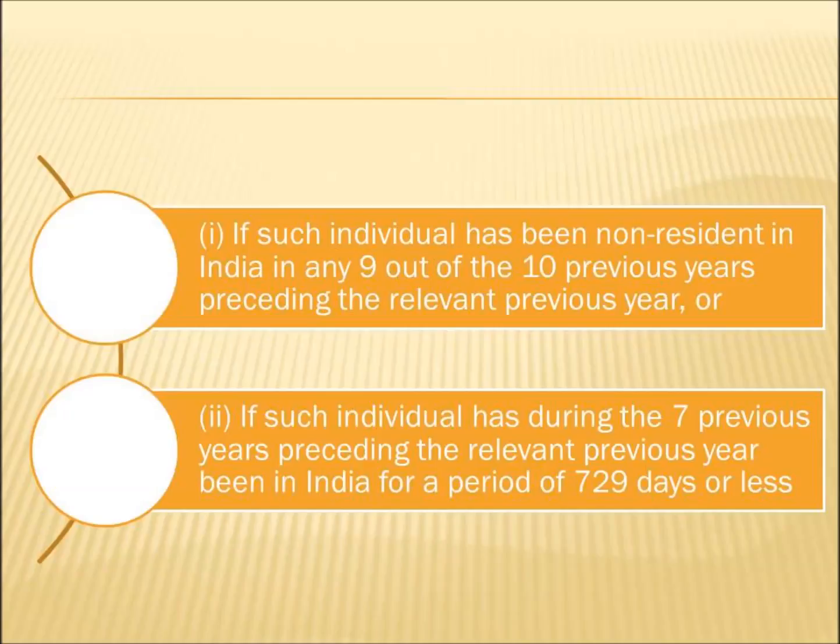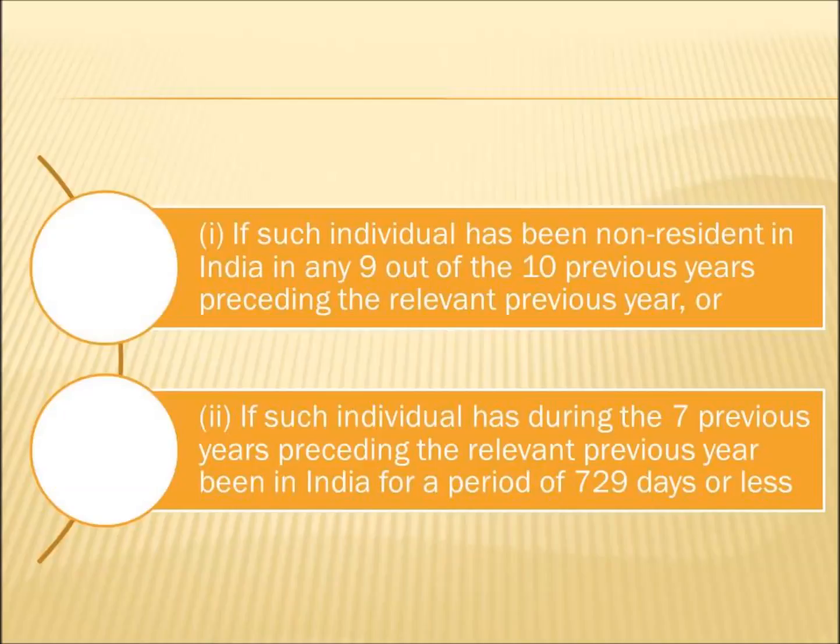If I am an individual and I have been in India in the 7 previous years preceding the year for which I am being assessed, leaving that year, in those 7 years, if my stay in India has been for a period of 729 days or less, then I will be a not ordinarily resident.